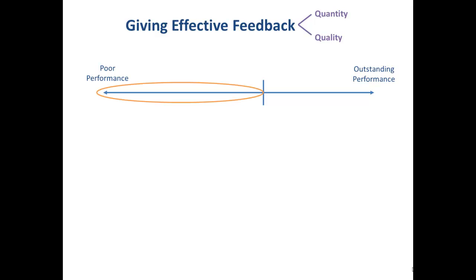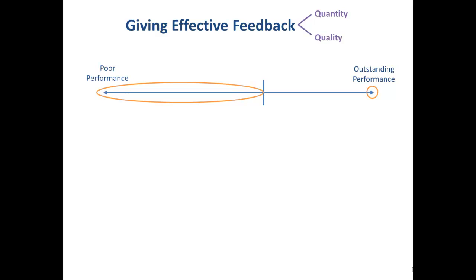And the answer is that most of us give feedback here. We give feedback when people are not doing as well as we expect, and then we give feedback way over here on the right when they hit it so far out of the park that we can't help but give them positive feedback. But what you'll notice is that there is a piece of this spectrum that is unaccounted for in terms of feedback.